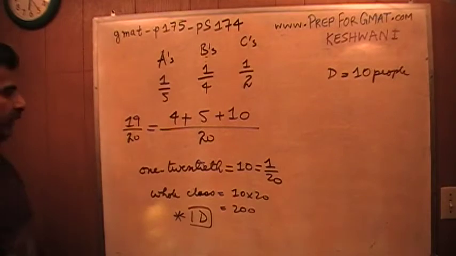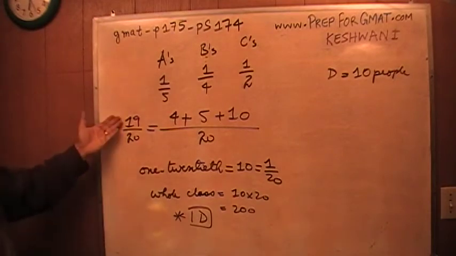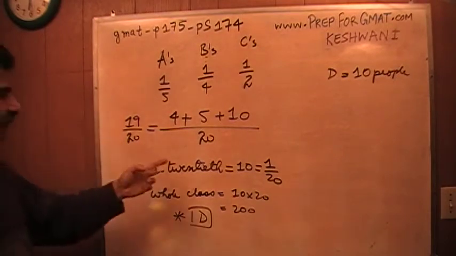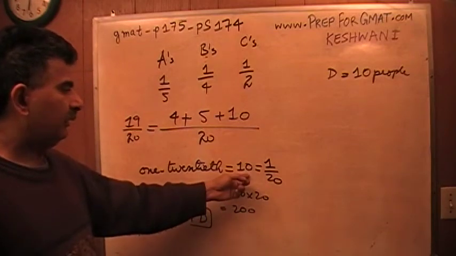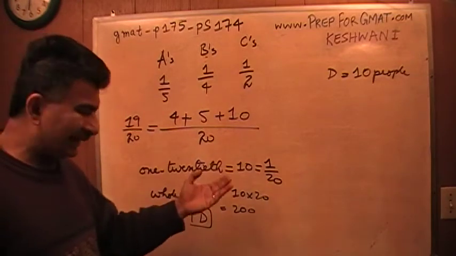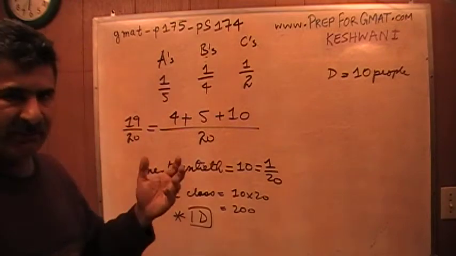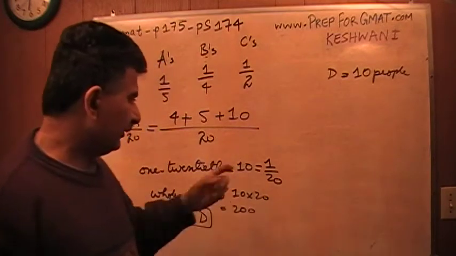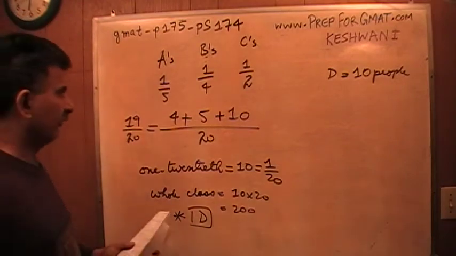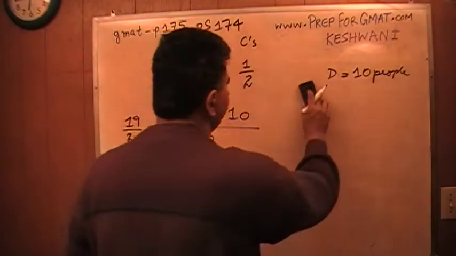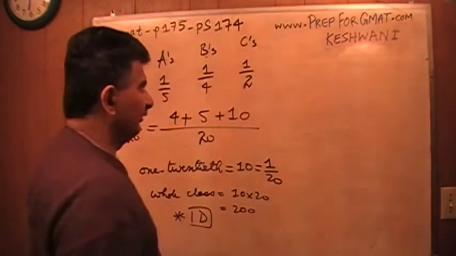So that's one way of doing it. You realize that this is 19 over 20, that means the remaining class is 1/20th, and 1/20th we told represents 10. If 1/20th of something is 10, then that something must be 20 times this number, by cross multiplying. Let me show you a different way of doing it. I'm going to now do it with the percentages.